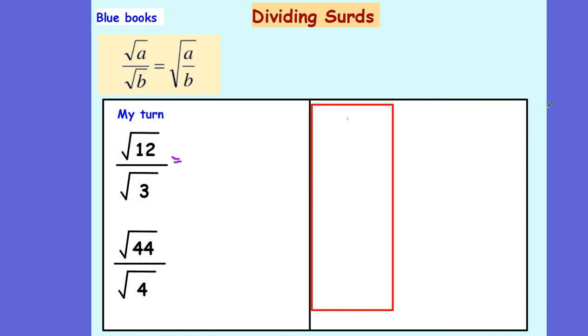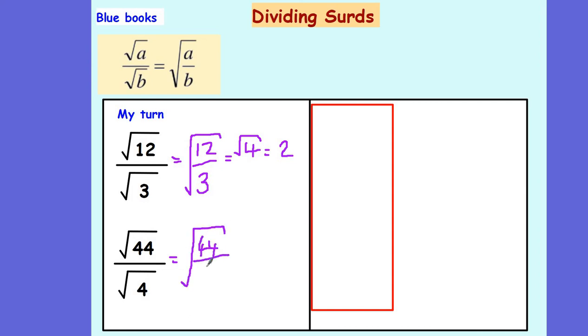I've got the square root of 12 divided by the square root of 3. I'm going to write that using my rule as the square root of 12 over 3. 12 divided by 3 is 4, so that's just the square root of 4, which gives me 2. For my second example, I'm going to write that as the square root of 44 divided by 4. 44 divided by 4 just gives me 11. So that's the square root of 11.